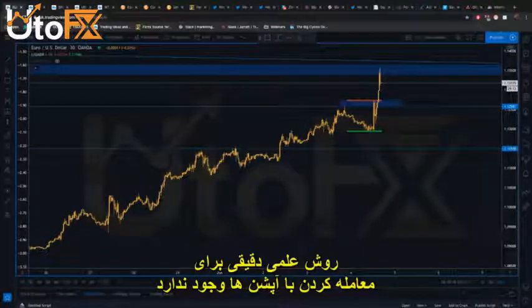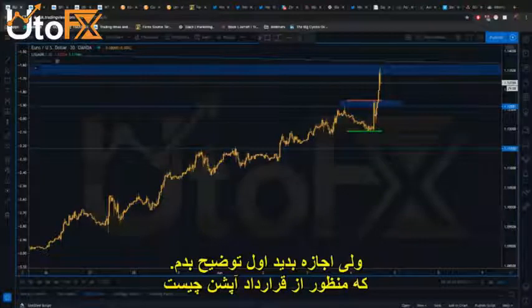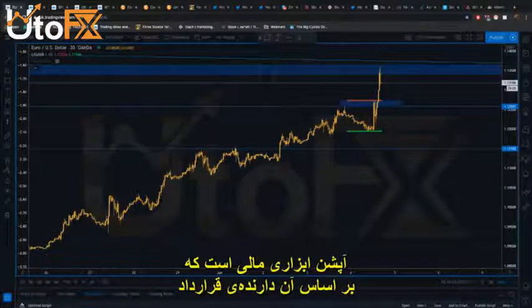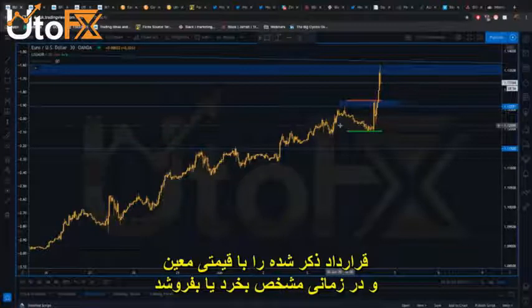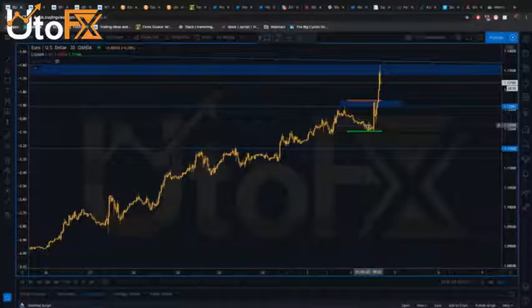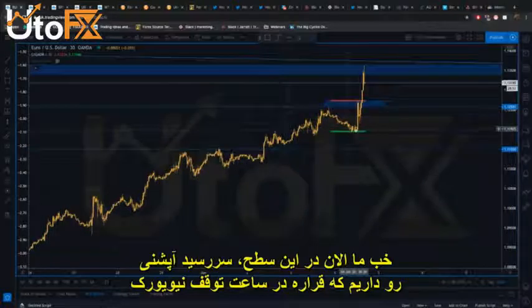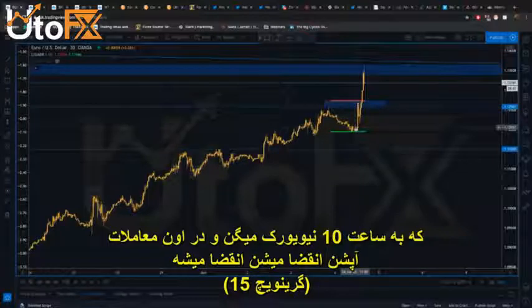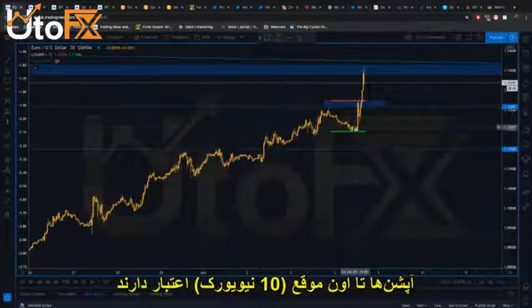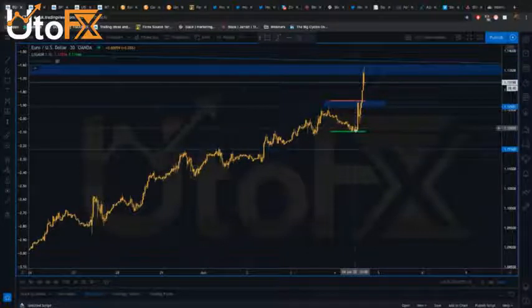Now, there isn't a precise science to trading with options, but first of all, to be aware of what an option is: a financial instrument that gives the holder the right but not the obligation to buy or sell an underlying asset at a predetermined price within a given time frame. So when we've got an option level here before the New York cut, which is around 3 o'clock GMT each day, this option is live until that time.